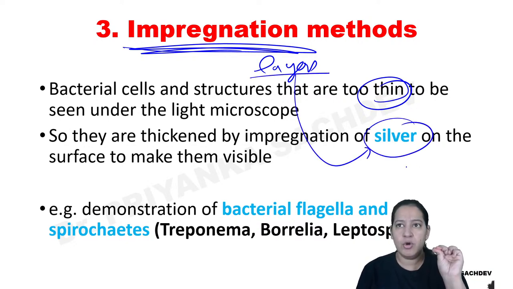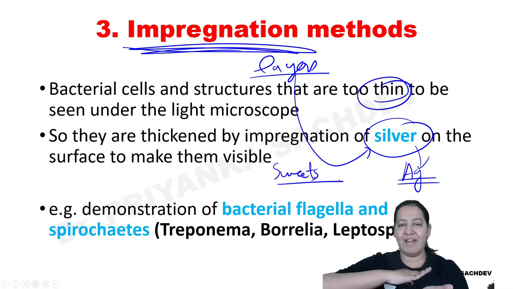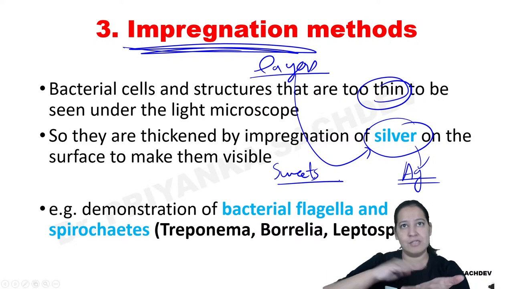Silver, you know, AG. In chemistry it is AG. You know we eat sweets, mithai, on Diwali. Sweets have a layer of AG, a silver layer. So it is the same thing.